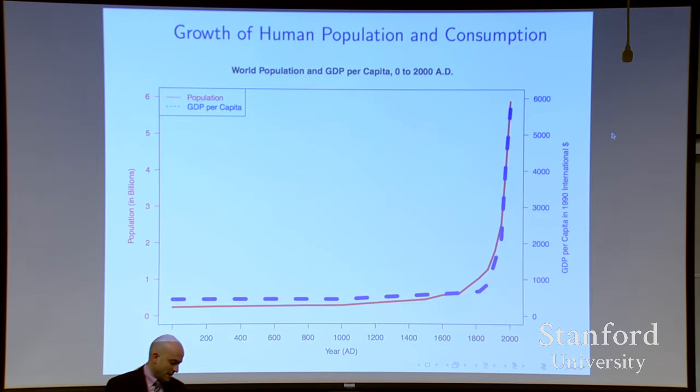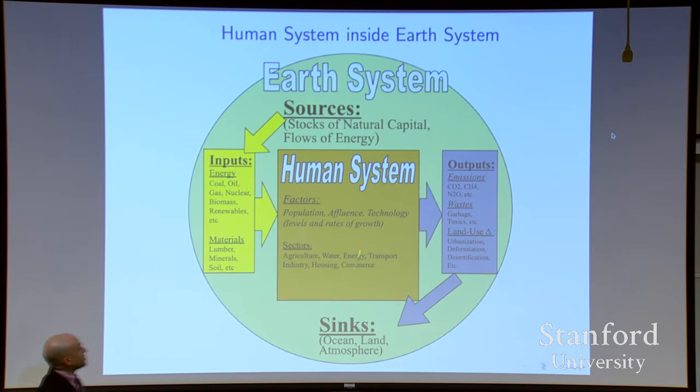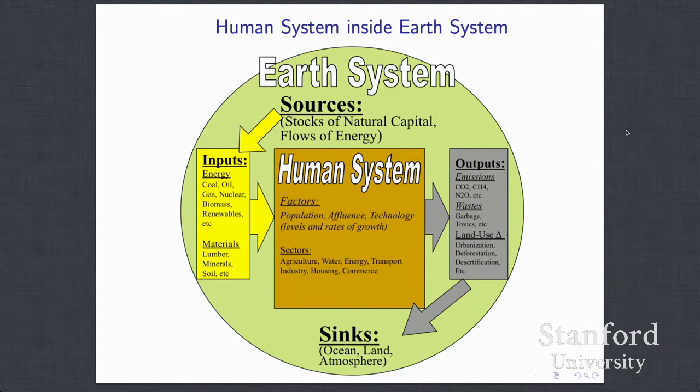Because of this, we can think of the human system as embedded into the Earth system, because the Earth system provides us with the sources for our economic growth, the inputs to our economy, all the materials and energy, and also absorbs all the results of this production, all the emissions, all the pollution. So this whole human economy is part of the Earth system. It's integrated, and it should be integrated with this whole system.